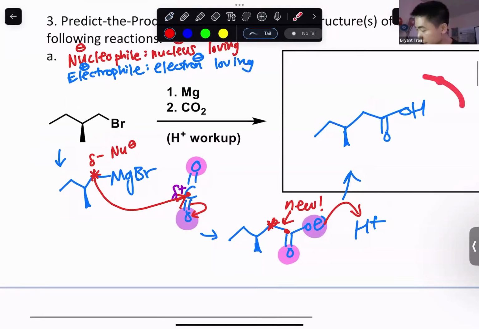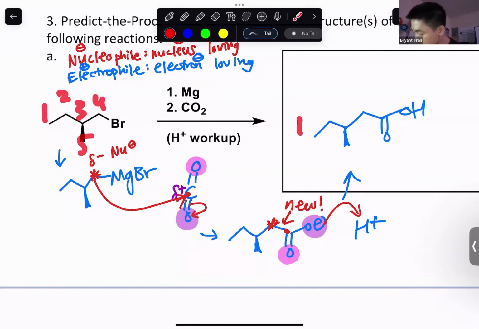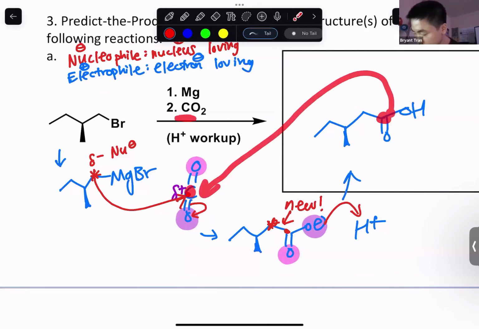Right, so that's the final product here. And notice how before, the reactant molecule had 1, 2, 3, 4, 5 carbons. In this molecule, we have 1, 2, 3, 4, 5, 6 carbons. So we have 1 extra carbon. This extra carbon right here came from the CO2 right here. That's the extra carbon right there.